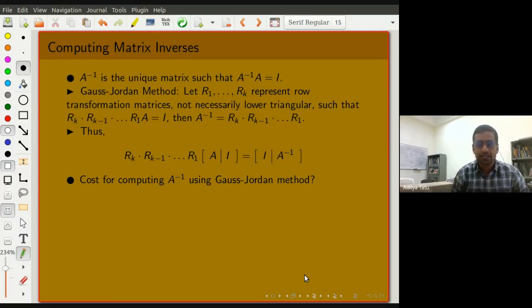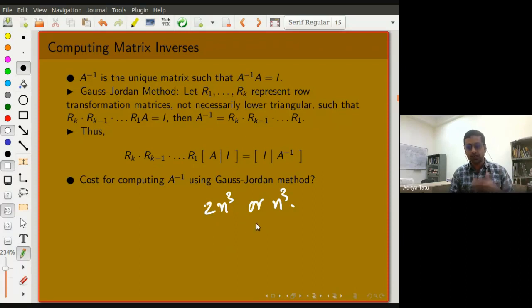I think we are running out of time. So can I leave this as an exercise? I think roughly, I believe, it is 2n cube or n cube, something like that. Okay, so you don't stop only at L and U. You proceed to further row reduce the matrix U to obtain the matrix I.